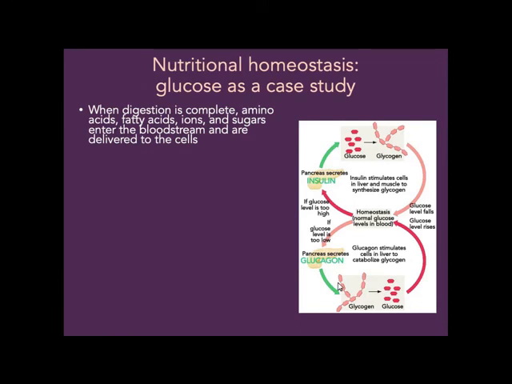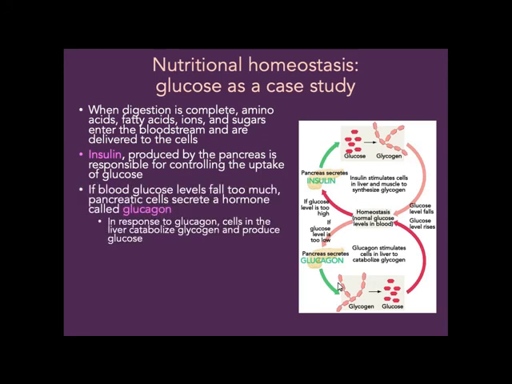All right, we're going to come back to talking about nutritional homeostasis later, and if you take Biology 3401 with me, we'll talk a lot more about diabetes as well. But let's just think about glucose as a case study here. After you finish digesting, your amino acids, your fatty acids, your ions, and your sugars are in the bloodstream and eventually are delivered to the cells. So insulin is a substance produced by the pancreas, which is responsible for controlling the uptake of glucose.